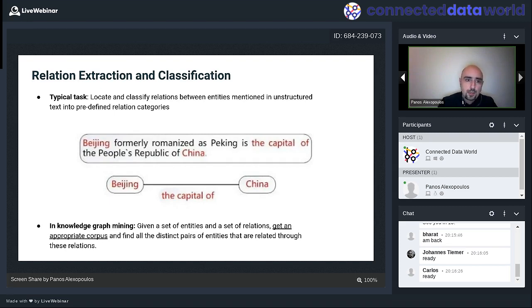So in the context of knowledge graph mining, the task changes a bit and becomes: given a set of entities and a set of relations, get an appropriate corpus and find all the distinct pairs of entities, if the relation is binary, or more if its cardinality is higher, that are related through this relation, right? So imagine that from what we learned earlier, we have found all the entities that are persons, we have found all the entities that are companies, and now we want to find which persons, let's say, work for which companies. Let's say we want to populate the relation works for, right? So we want to find all the instances there.